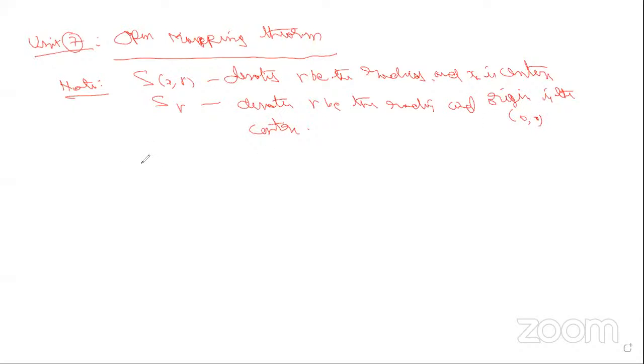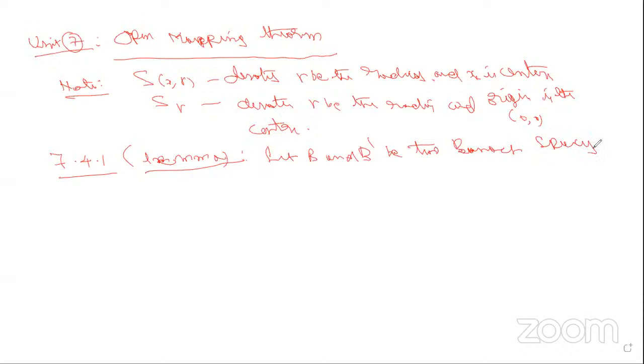Now, 7.4.1 lemma is nothing but a subtheorem of this statement. Let B and B dash be two Banach spaces. If T is a continuous linear transformation. CTS means continuous, LT means linear transformation.